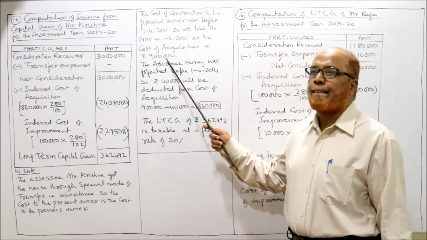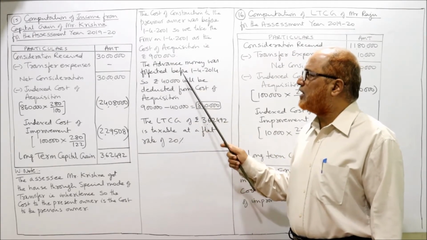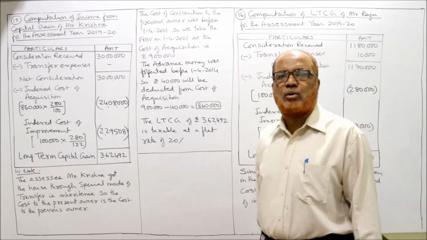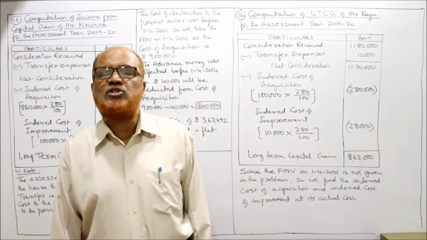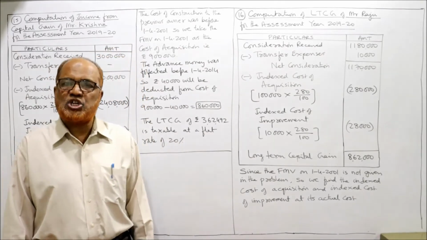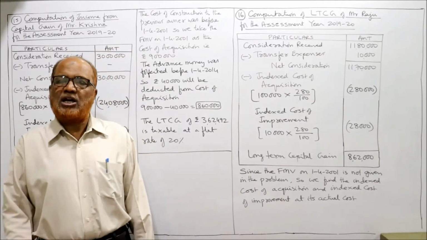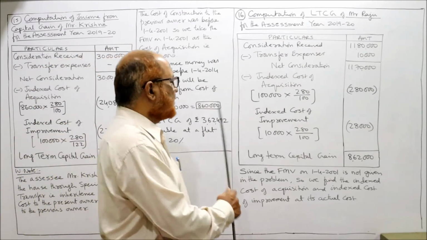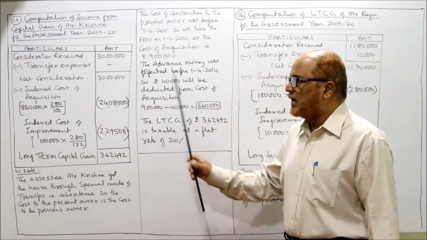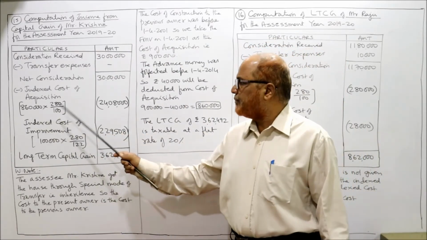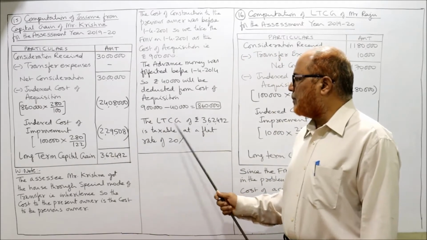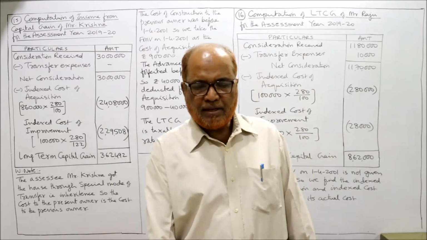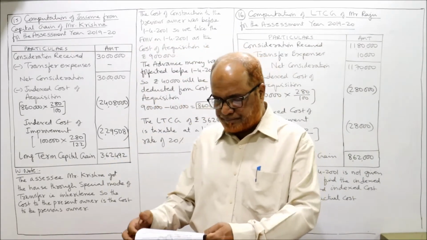FMV is 9 lakh. Now, the advance money was forfeited before 1/4/2014. So rupees 40,000 will be deducted from the cost of acquisition. Just now I explained the provision of the Income Tax Act regarding forfeiture of advance money received. It will be deducted from the cost of acquisition. So 9 lakh minus 40,000 is 8,60,000. That 8,60,000 is indexed. Next, the long-term capital gain of rupees 3,62,492 is taxable at a flat rate of 20%. That's all. This is the end of problem number 15.